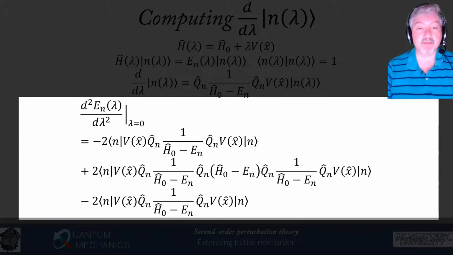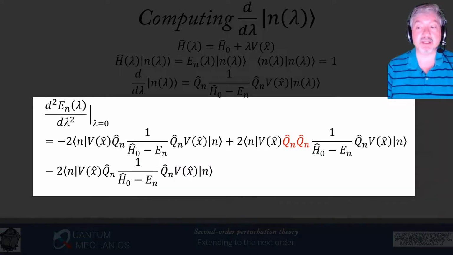If I look at that middle term, however, you see I have a 1 over h0 minus en, and I have a h0 minus en. And because I have the Q's in there, those are actually inverses of each other. So I can replace those by 1, and I get Qn times Qn.